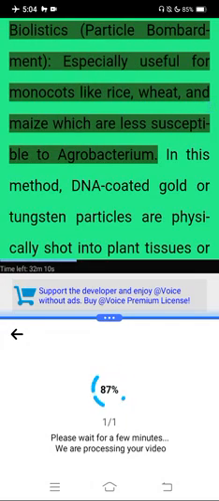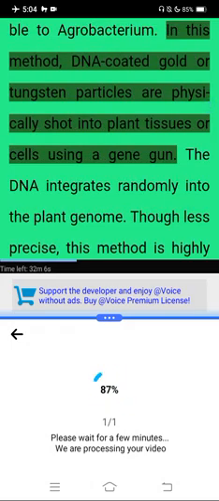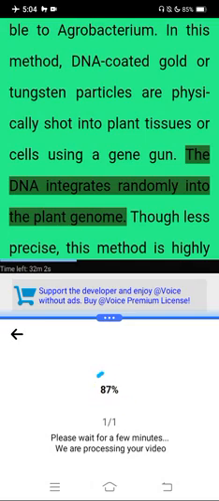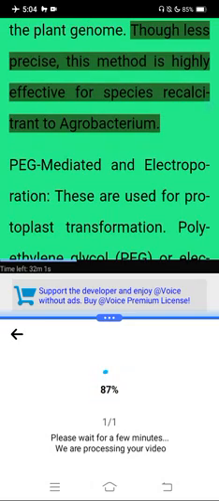Biolistics, or particle bombardment, is especially useful for monocots like rice, wheat, and maize, which are less susceptible to Agrobacterium. In this method, DNA-coated gold or tungsten particles are physically shot into plant tissues or cells using a gene gun. The DNA integrates randomly into the plant genome. Though less precise, this method is highly effective for species recalcitrant to Agrobacterium.